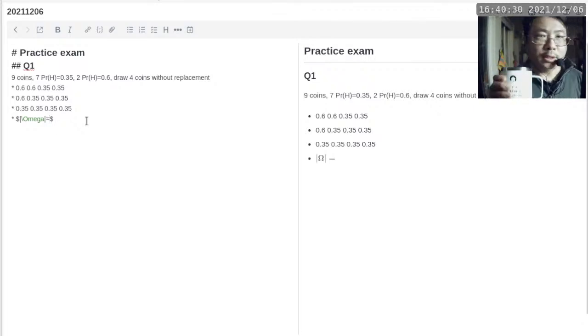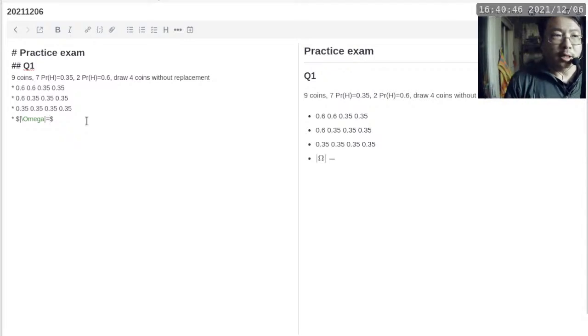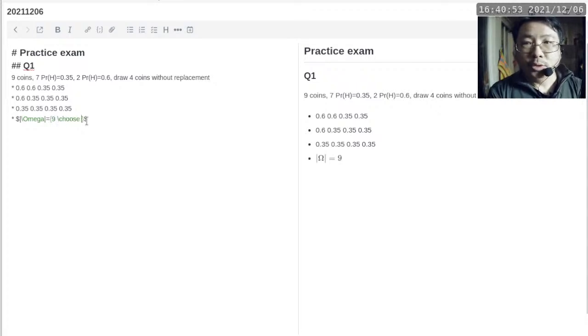And where is that 126 coming from? So what is the formula that you use to compute the 126? That would be correct. So we are choosing 4 out of 9. Okay, so we have 9 choose 4. Okay, very good. All right, so that is 126.